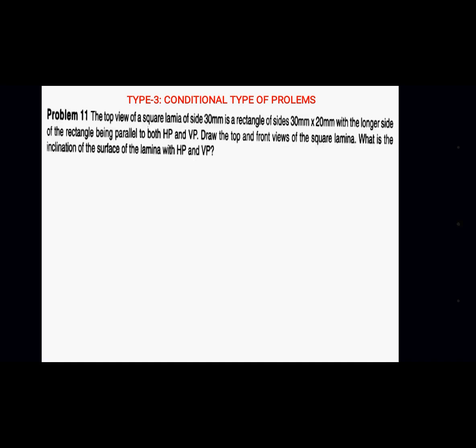So type 3 are conditional type of problems. In type 3, problems are those where you may not expect data similar to type 1 and type 2. You may not find HP angle directly, or VP angle directly, and you may not find any beta angle concept also in this type 3. So type 3 is slightly different from type 1 and type 2. Some conditions will be given, and based on that condition you have to proceed with the problem. So let us take up the first problem.